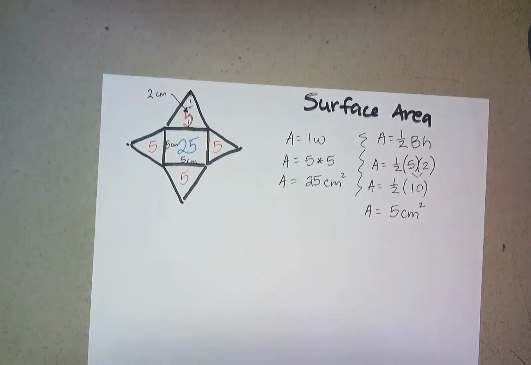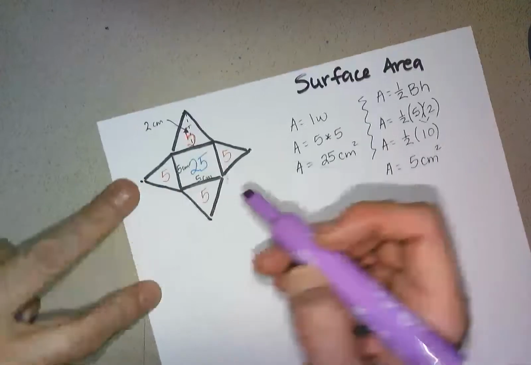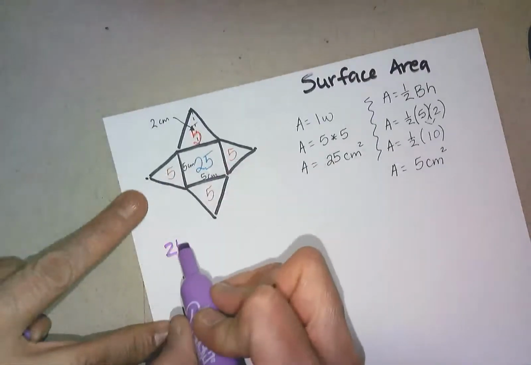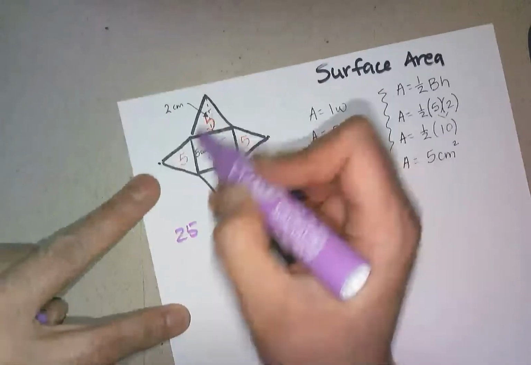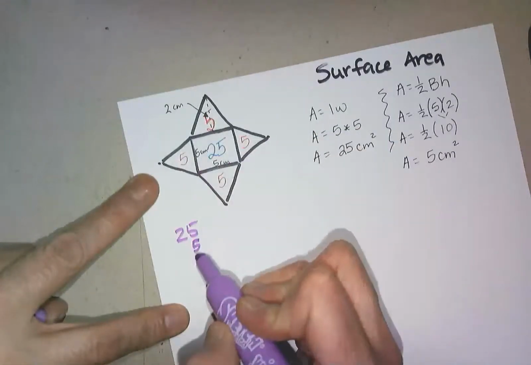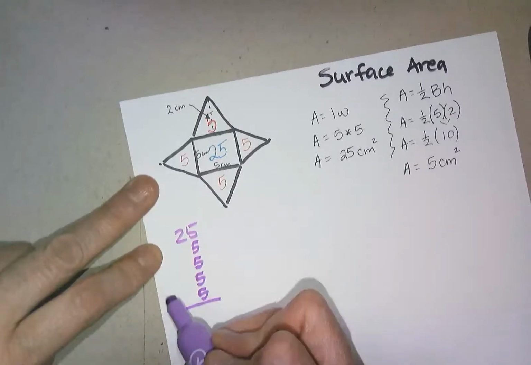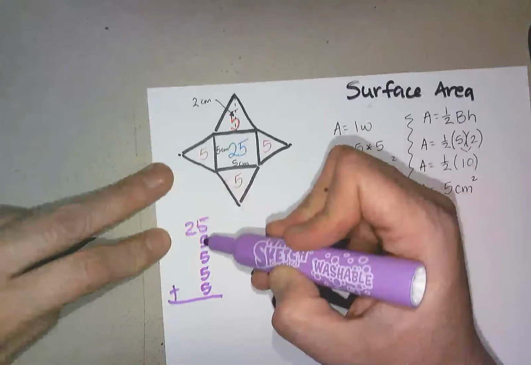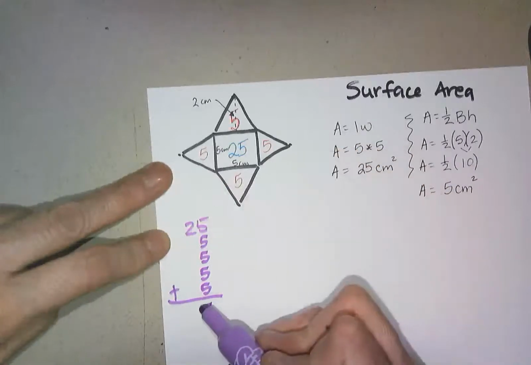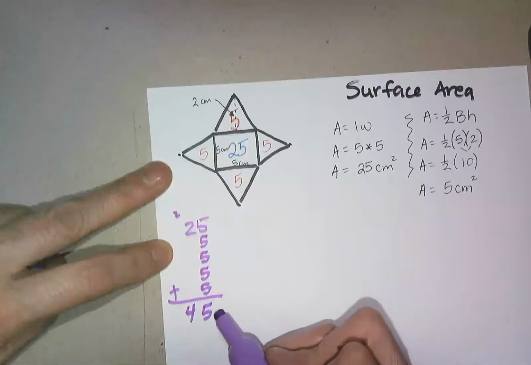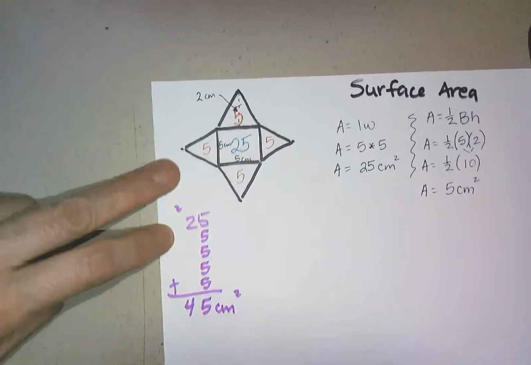Okay, so let me try. Let's see how this purple looks. So I'll do it the long way. I'm going to take the 25 and 5, 5, 5, and 5. 1, 2, 3, 4. And add them all up. 5, 10, 15, 20, 25. Carry my 2. 2 and 2 is 4. So my answer could be 45 centimeters squared.